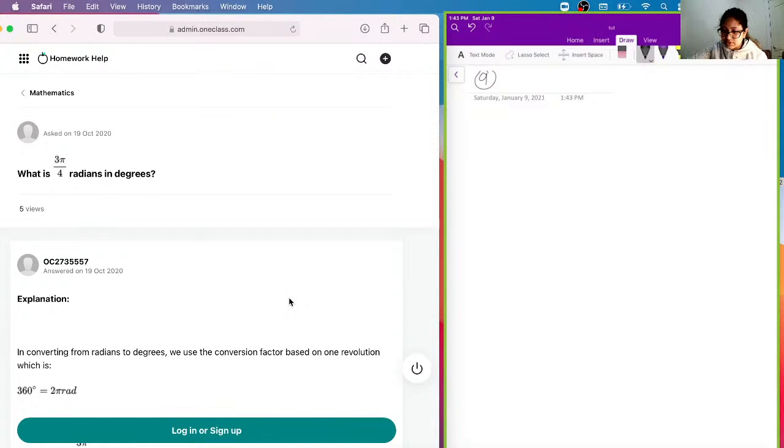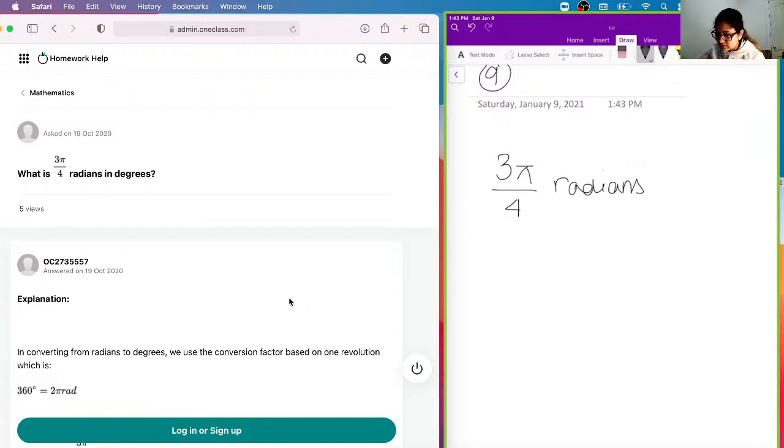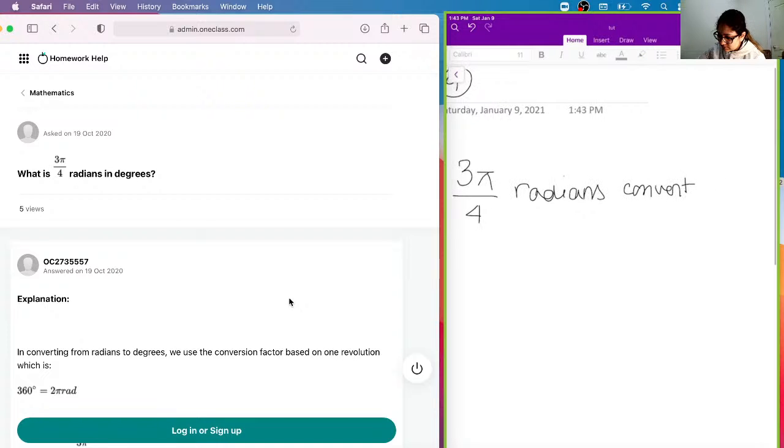Okay, so our next question says, what is 3 pi over 4 radians in degrees? And we need to find the conversion factor in order to convert this into degrees.